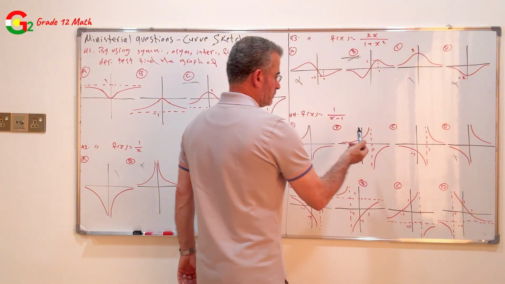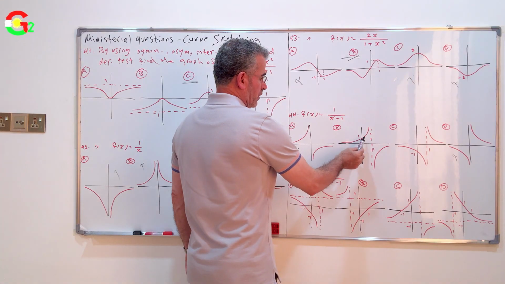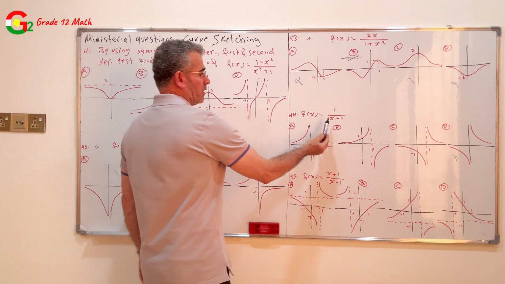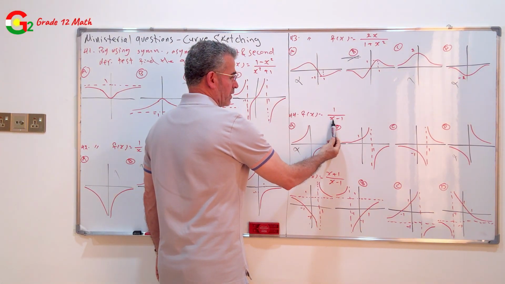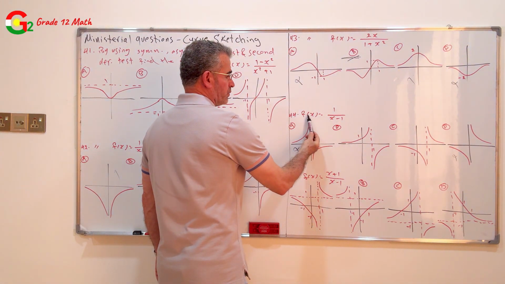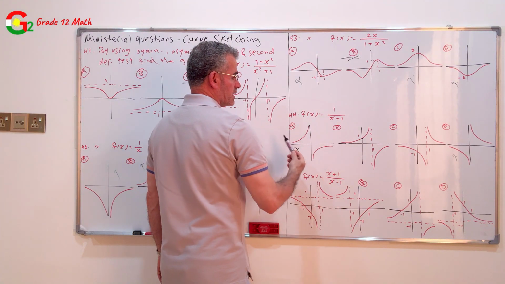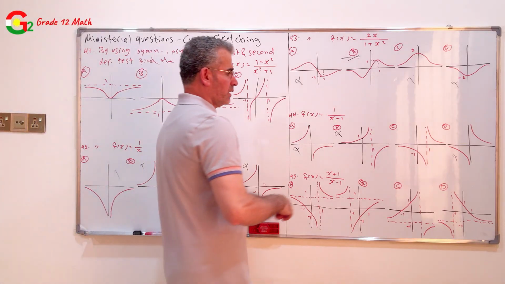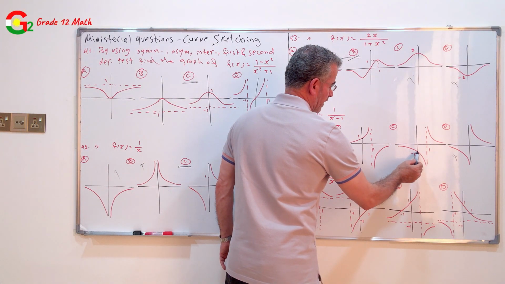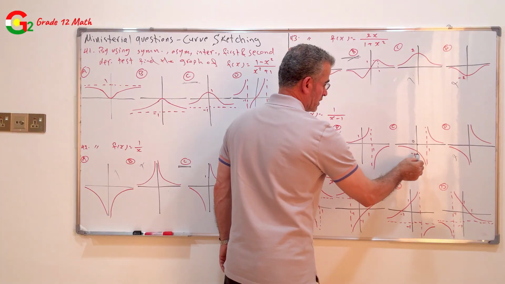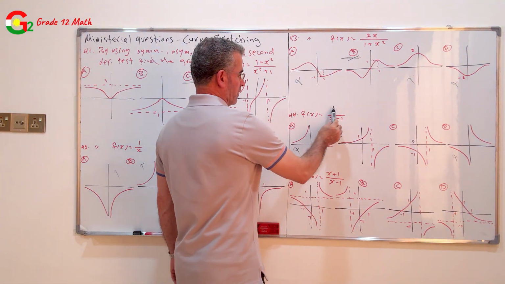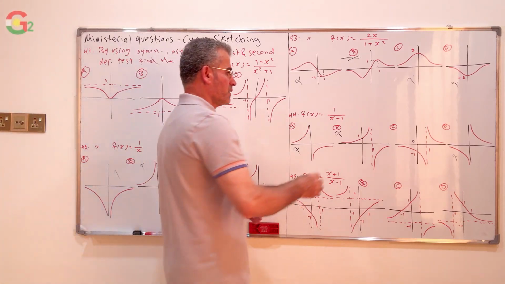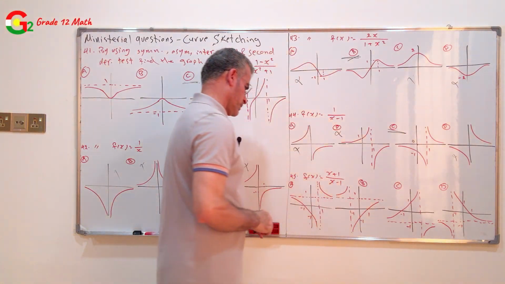Now, in B, we have a y-intercept at 1. If we substitute every x with 0, y should be 1, but 1 over 0 minus 1 is negative 1. So this choice is wrong. But here we have a y-intercept at negative 1. When you substitute every x with 0, y is 1 over 0 minus 1, 1 over negative 1, negative 1. So C is the right choice.